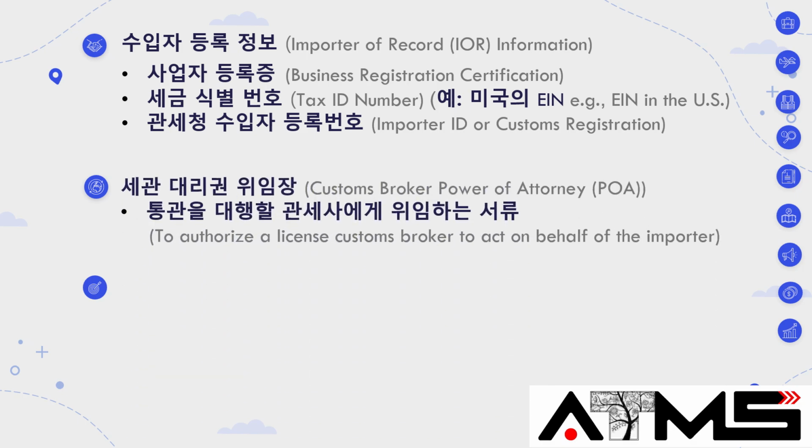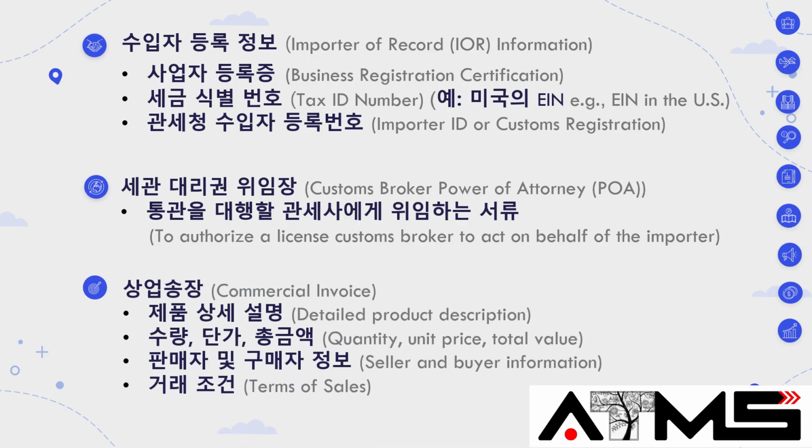Second, the power of attorney. This document authorizes a customs broker to act on your behalf for all customs related matters. Without this document, a broker cannot legally file entry on your behalf. Your broker will help you fill this out correctly.